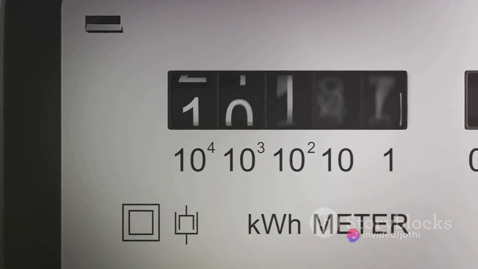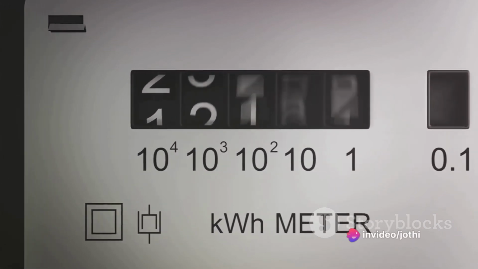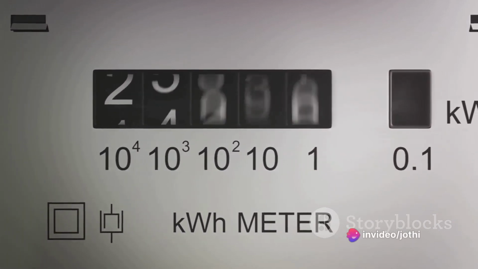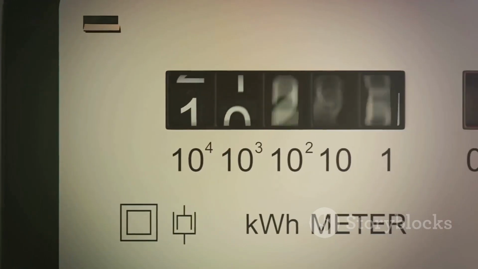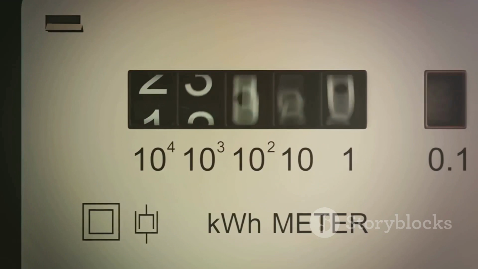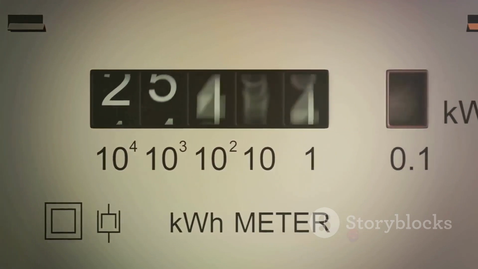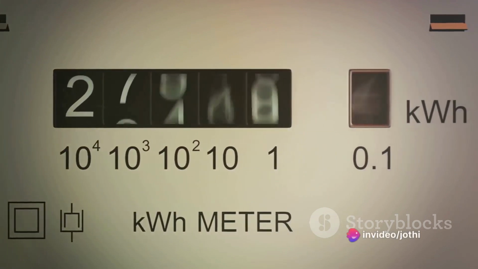In terms of measuring electricity, we have three main units. Amperes, or amps, measure the current, or how many electrons are flowing. Volts measure the voltage, or the force pushing the electrons. And ohms measure resistance, or how much a material resists the flow of electrons.